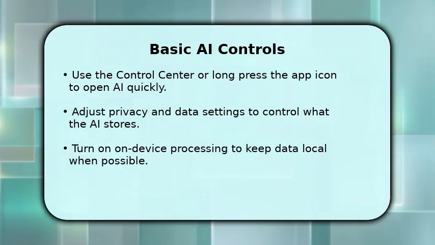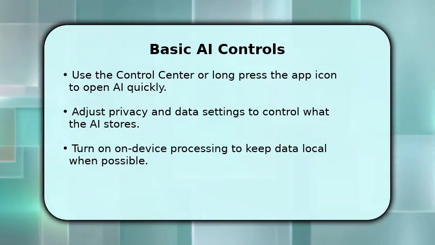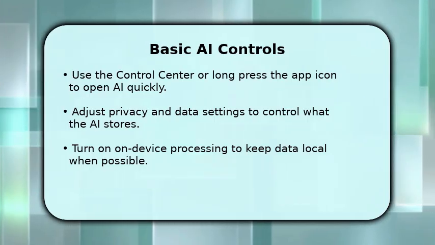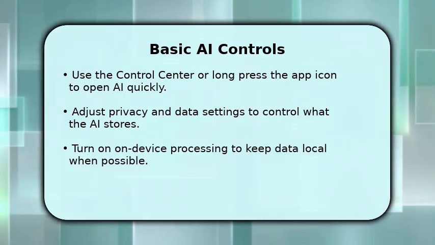Open Settings and choose Privacy to review what data the AI can store and share. Toggle on device processing to keep more information local and reduce cloud transfers when possible.